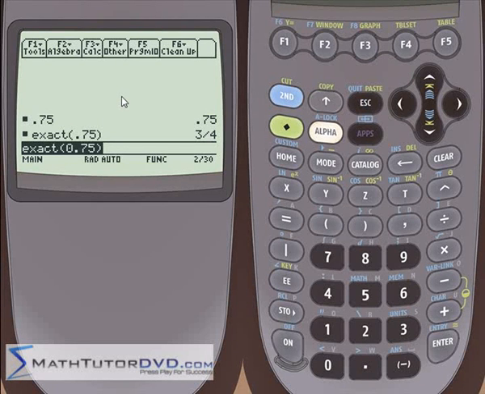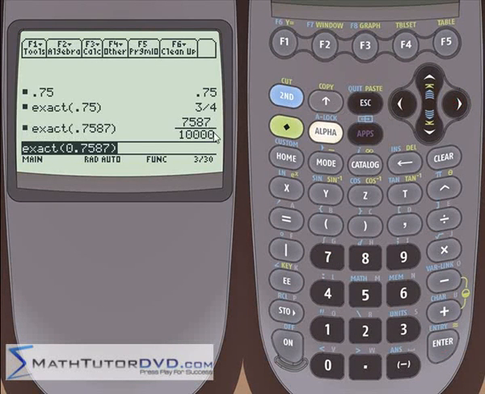And then you can also turn around and take any decimal that you get, and if it's possible to convert that decimal to a fraction, then it'll do that. Now, if you put something crazy in here, 0.7587, then it might just give you something like 7587 over 10,000 because that's the exact representation here.